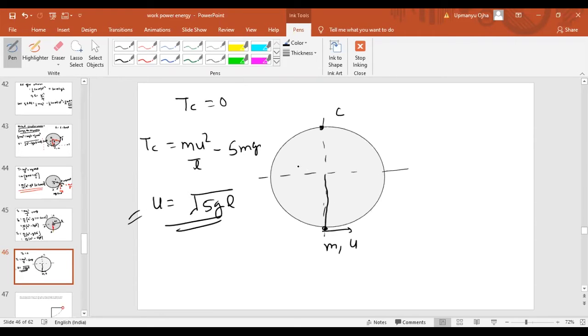Similarly, can we find how much velocity we should give so that it just reaches point B? For reaching point B, we have to see the tension at point B, and then we can get the value. So if velocity is root 5gL, then it will be able to complete the circular motion.